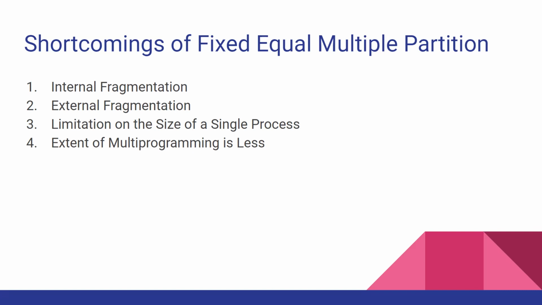Also, the extent of multiprogramming is less. That is, if there are only 4 partitions, then we cannot expect to have more than 4 processes loaded into the system at a single time. So loading 5, 6 or even 7 processes would not be possible with the fixed equal multi-partition allocation method.